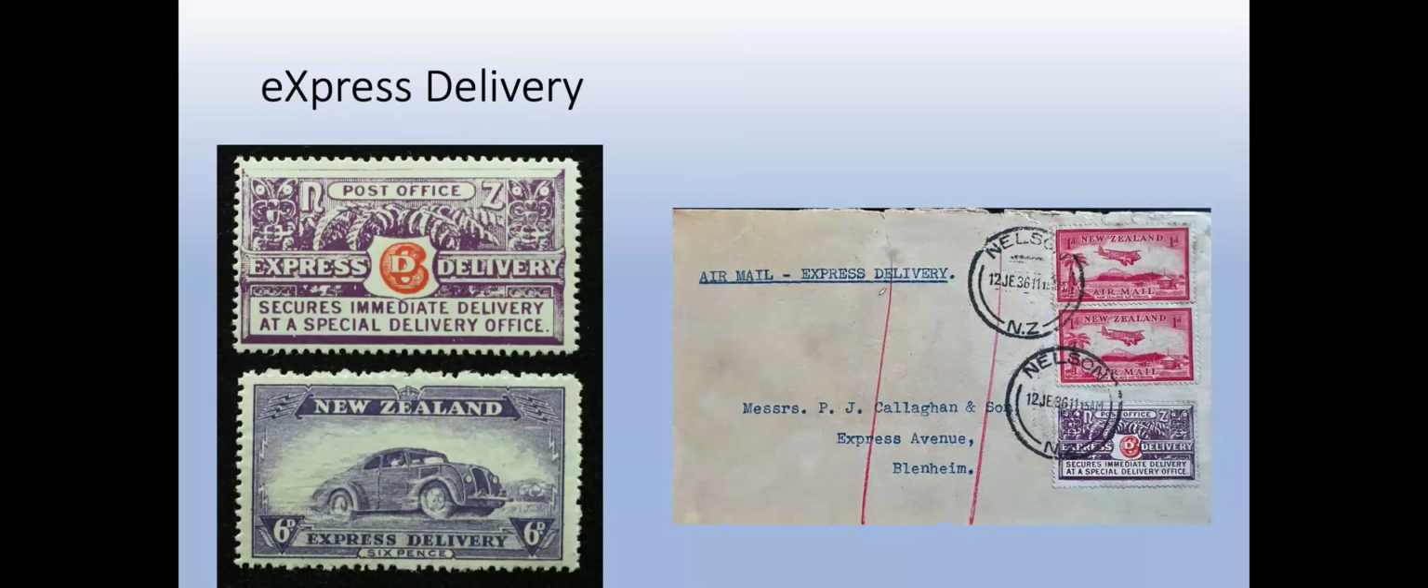And express delivery. 1907, the top left stamp, and that was in use until 1939, when the 6-penny stamp below it, featuring the car, replaced it. So the mail would come to the post office, and the post office had that service. The letter or package would be delivered immediately. And the cover there just illustrating a use of express delivery stamp.